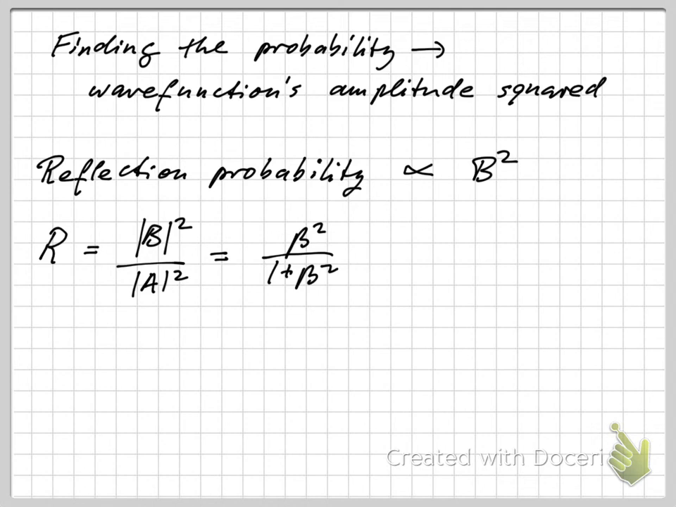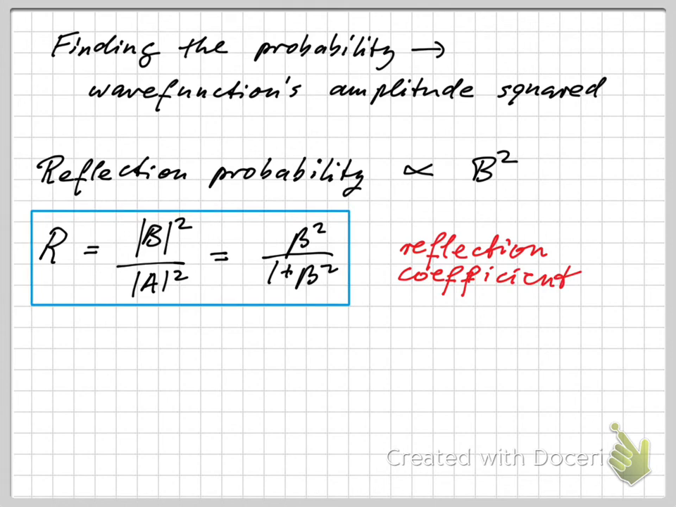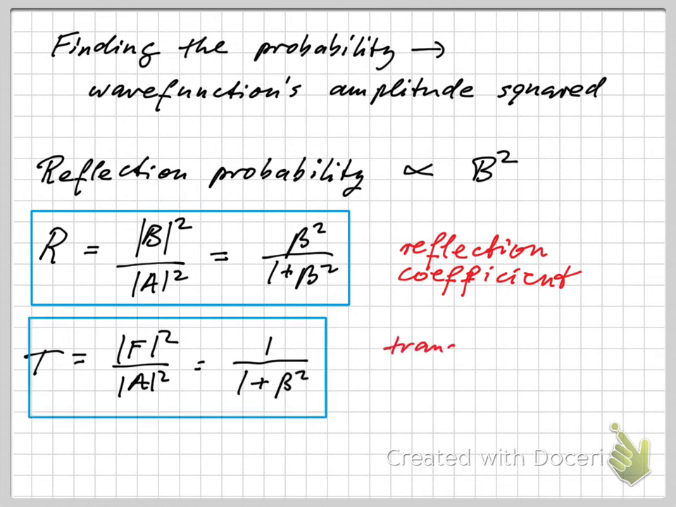B squared over A squared, basically, which in terms of beta gives us a nice expression, beta squared over 1 plus beta squared. Okay, and we're going to call that a capital R, and we call it the reflection coefficient. We can do something very similar where we form the ratio of F squared over A squared and call that T for transmission coefficient. When we plug in, we get a very nice compact formula, namely 1 over 1 plus beta squared. So there are now nice expressions for R and T. We also see that R plus T is 1.